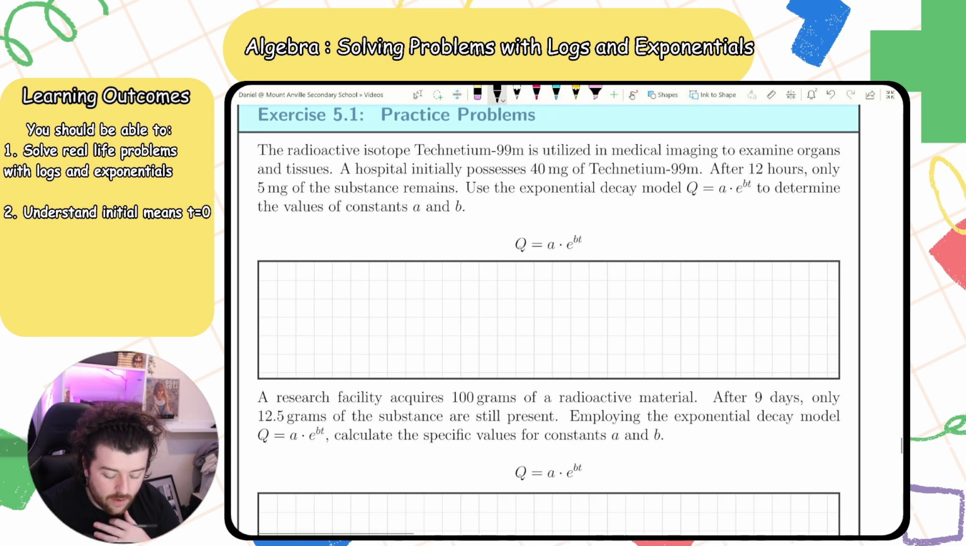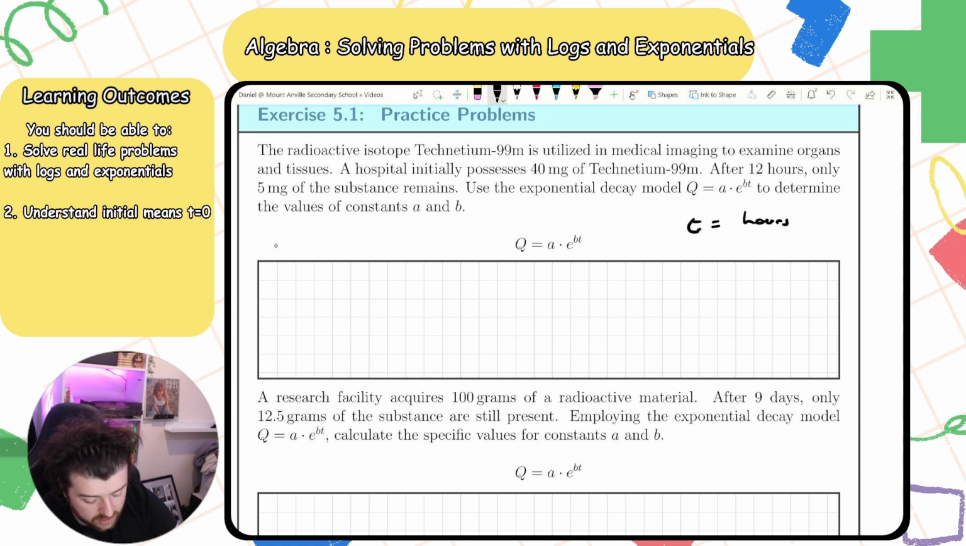So the radioactive isotope technetium-99m is utilized in medical imaging to examine organs and tissues. A hospital initially possesses 40 milligrams of technetium-99. After 12 hours, only 5 grams of the substance remain. Use the exponential decay model A times e to the bt to determine the value of A and b. So t is going to be equal to time in hours.